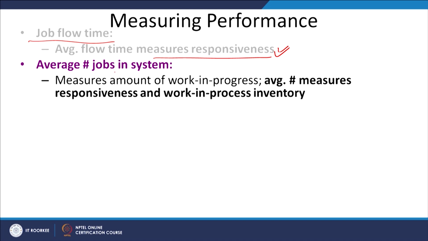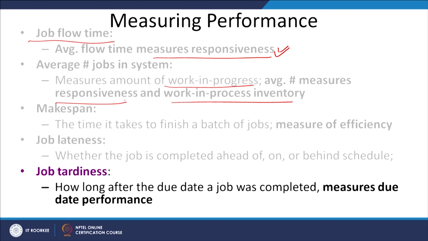Then there is the average number of jobs in the system per day. It measures the amount of work in progress. So, work in progress and the responsiveness of the system is indicated by the average number of jobs in the system. As I have just explained, the makespan is the time that it takes to complete a batch of jobs, which indicates the efficiency of the plant or the machine as a whole.